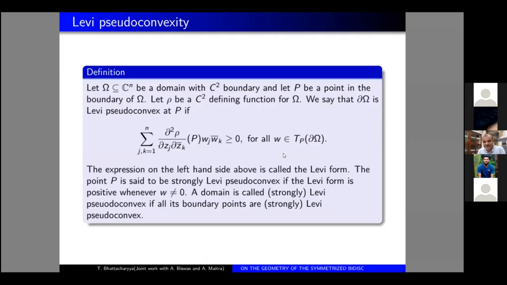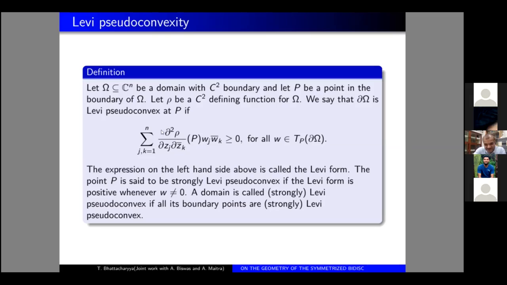We say that the boundary is Levi pseudoconvex at P if, in this case, just a 2 cross 2 matrix, because n is equal to 2. So you take these derivatives, it becomes like a Hessian. It's a 2 cross 2 matrix, and we want that to be positive semi-definite. That's all it means. The vectors W are coming from the tangent space. So it was particularly simple because we only have to compute a 2 cross 2 matrix. Of course, that runs into computational issues, but that's a different thing.